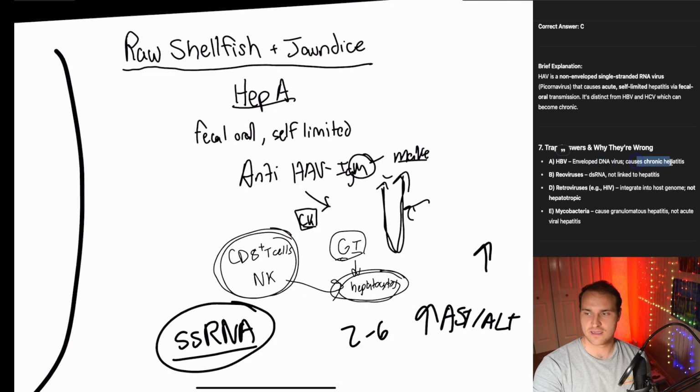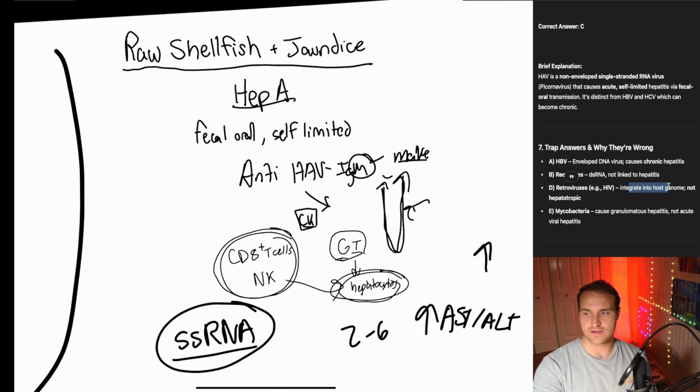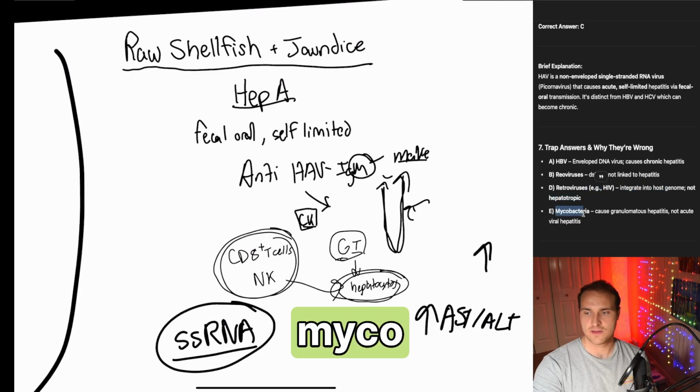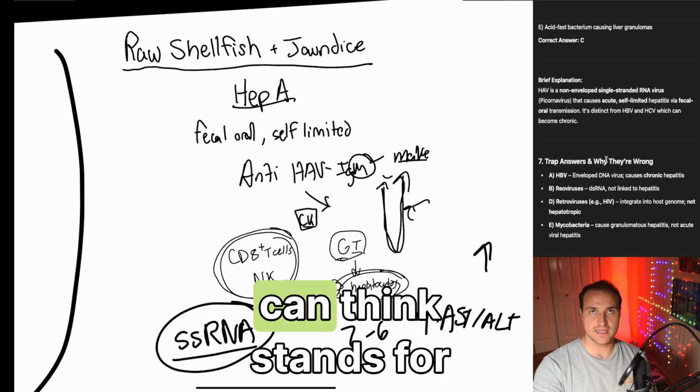HBV is enveloped, causing chronic problems. Reo, double-stranded RNA. Retro, integrates host genome, not tropic. It's like HIV. Myco causes granulomatous hepatitis, not acute. So the A in hepatitis A, you can think stands for acute.